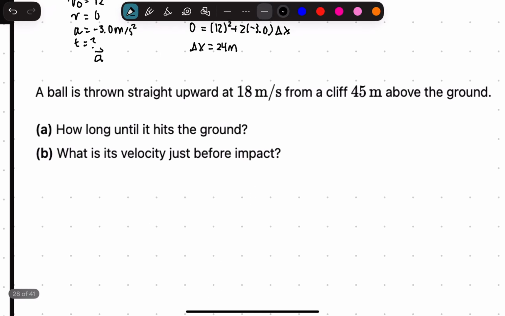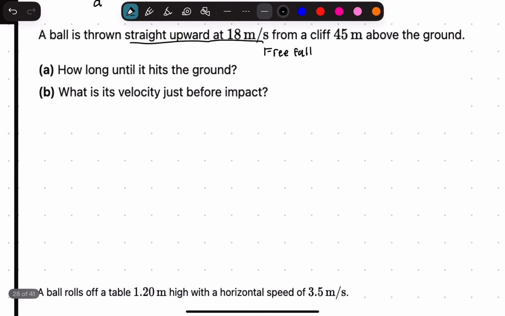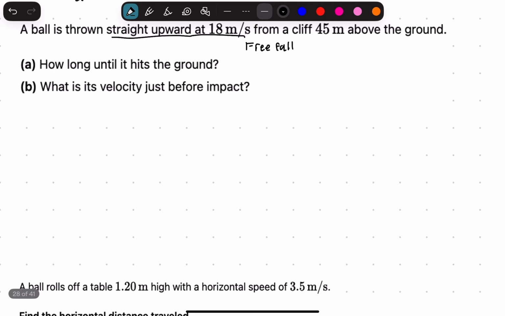Now, let's move on to our next problem. A ball is thrown straight upward at 18 meters per second from a cliff 45 meters above the ground. So this is going to be free fall, and we also have to account for the signage. How long until it hits the ground, and what is its velocity just before impact?